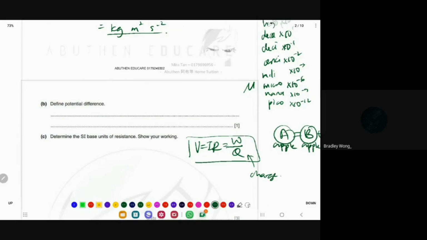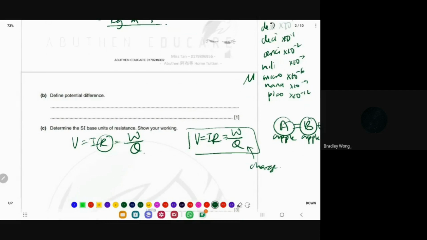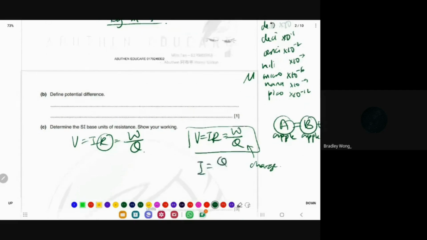What is the base unit? Oh, V equals IR. They want to find R. So you use like what I did just now. You need to use these two formulas. You try. I is current. All this you have learned in IGCSE. You have to convert your R into base unit. You try.